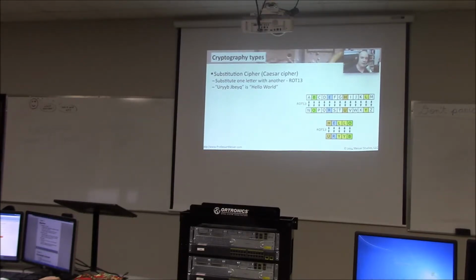You would have to know exactly what you would need to do, how many sections you needed to move this down and rotate it to be able to read that message.